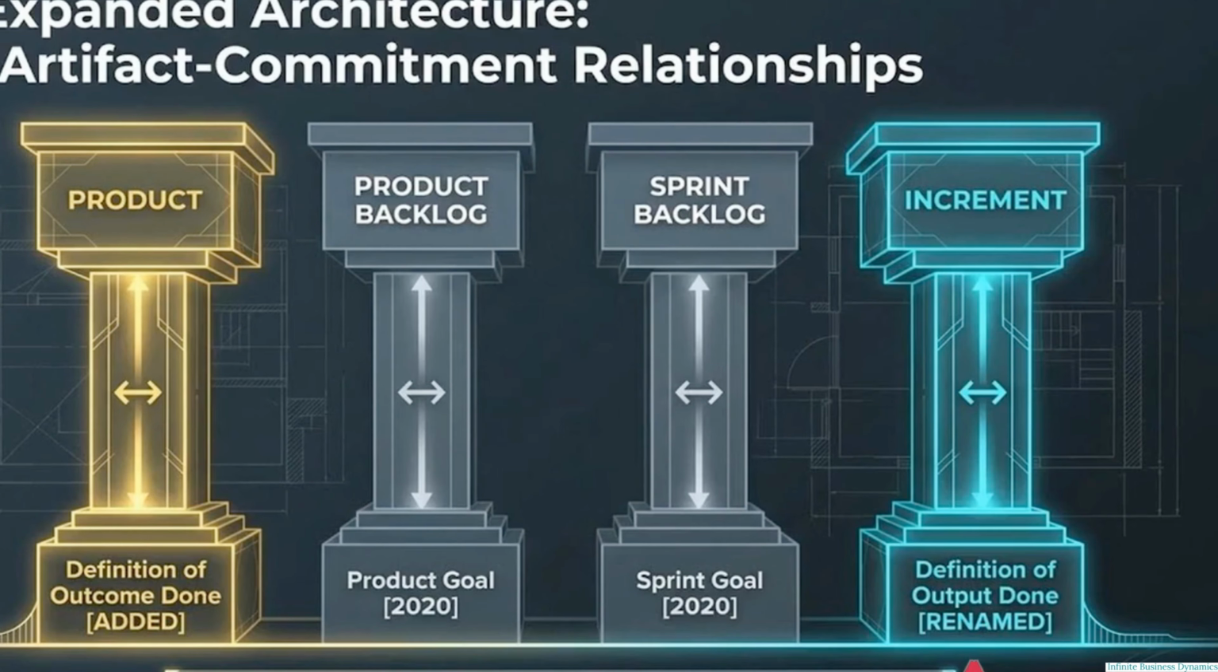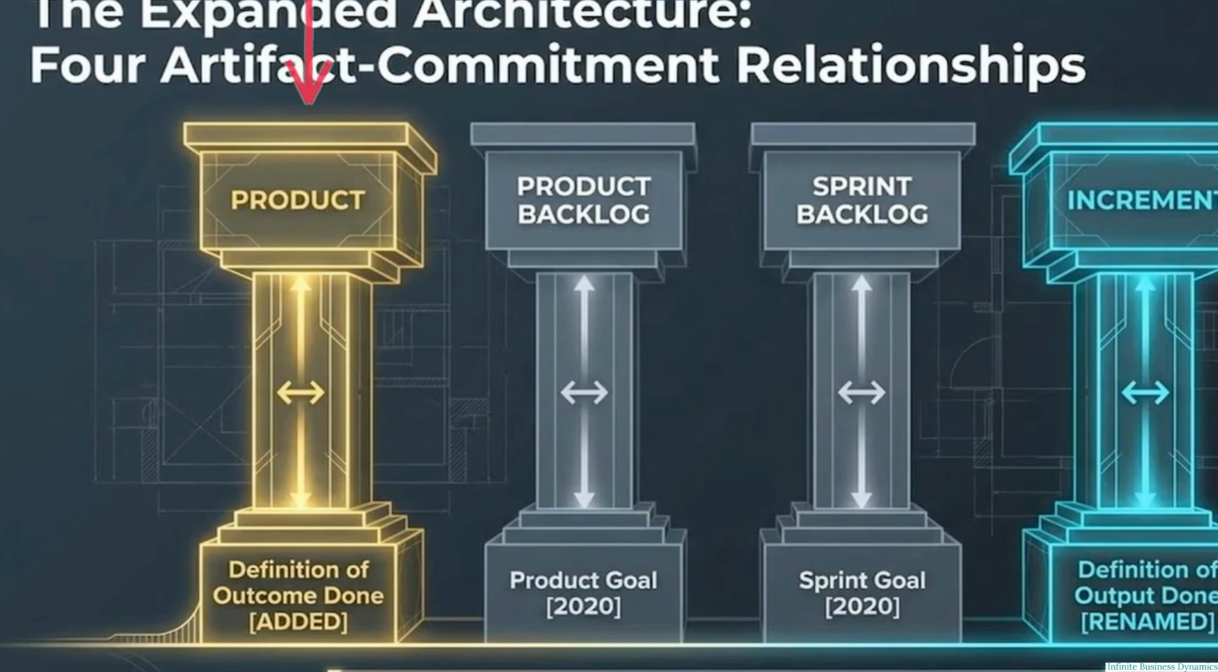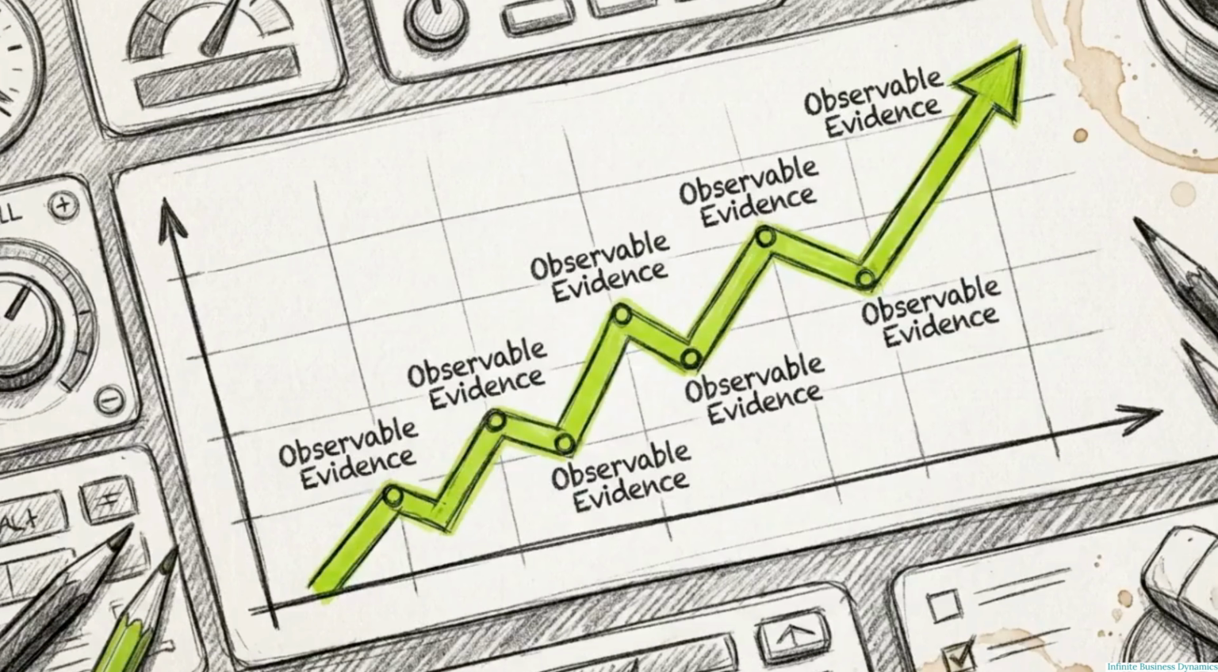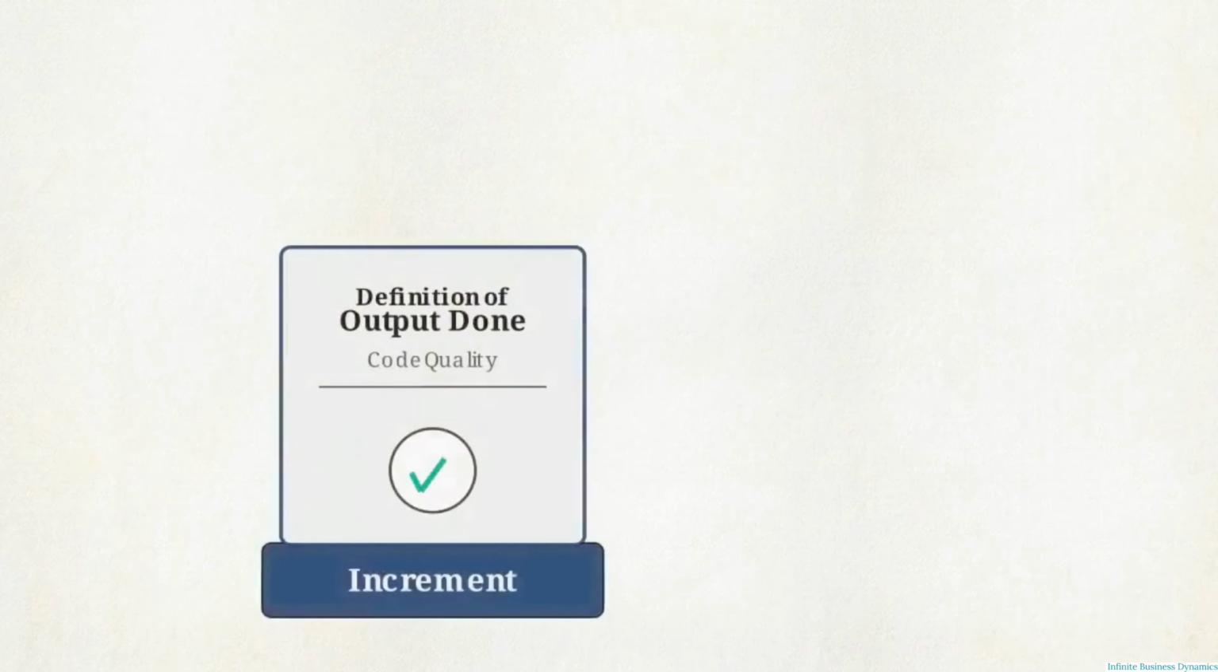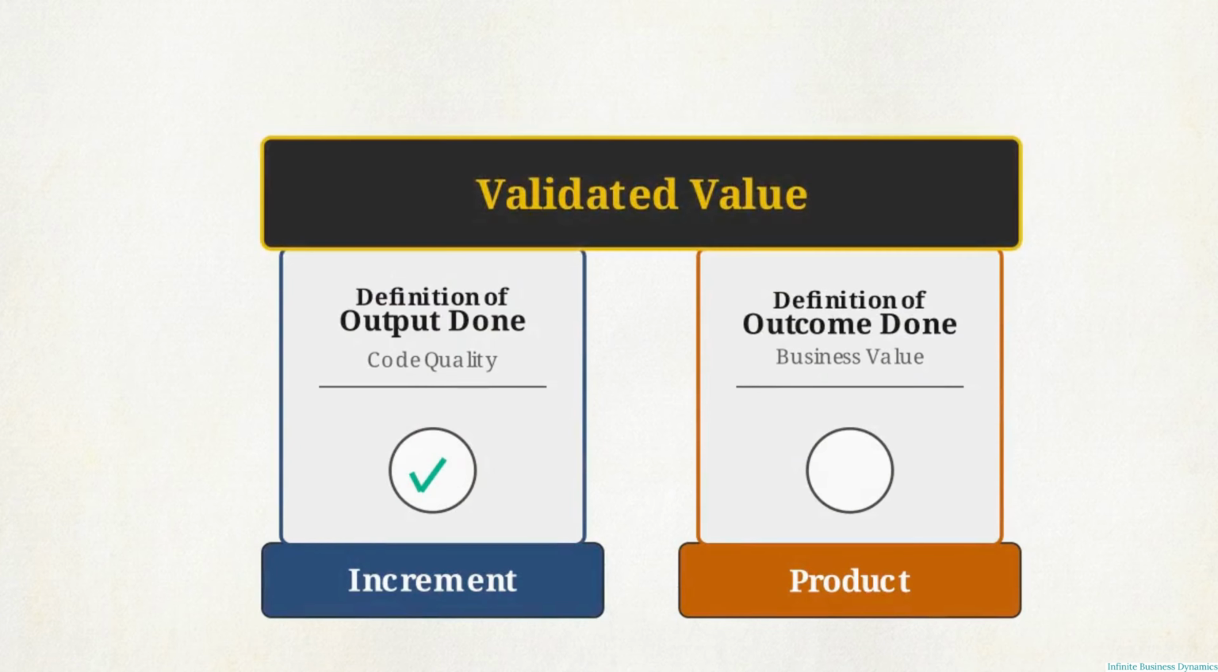Output done remains the strict due diligence and quality standard. It confirms the software increment was built properly. But the major addition sits on the far left. The product itself is elevated as a formal artifact, and its corresponding new commitment is the definition of outcome done. Outcome done is a product-level commitment. It requires observable, real-world evidence, whether quantitative or qualitative, proving that the intended benefits actually materialized. By adding this fourth pillar, the framework structurally forces teams to validate business value just as rigorously as they test code quality.